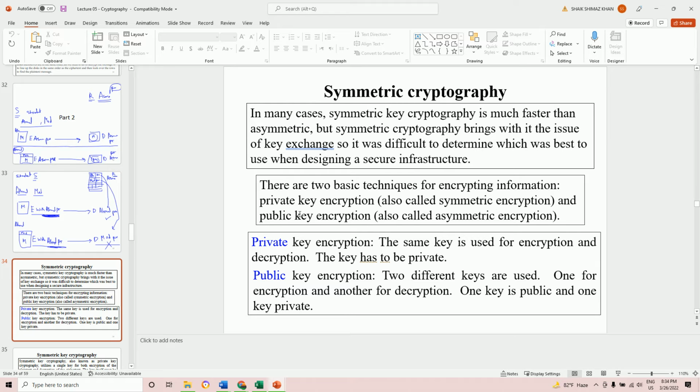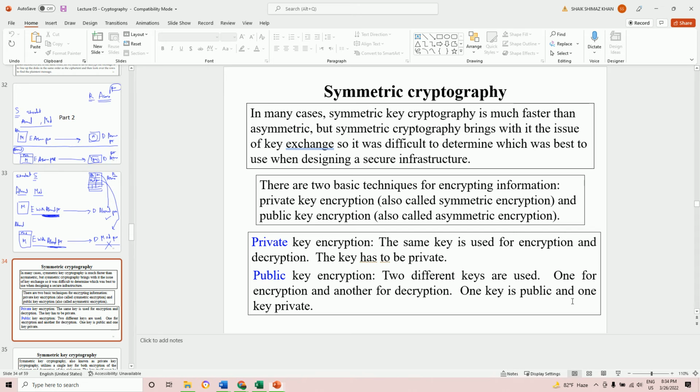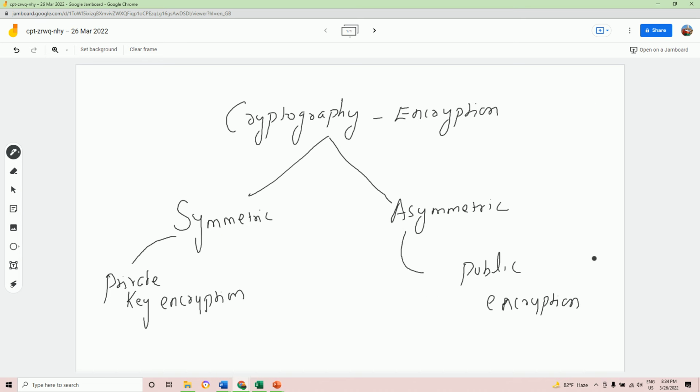The symmetric encryption can also be called private key encryption. So this one you can call it private key encryption, and the asymmetric can be called public key encryption.